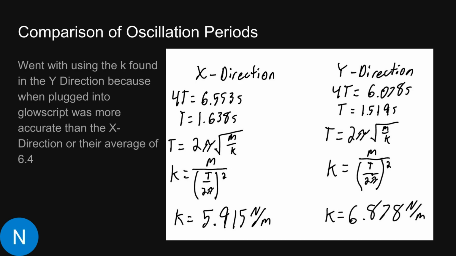So x direction got 5.9, y direction had 6.8. 6.8 was the most accurate, so we went with that.